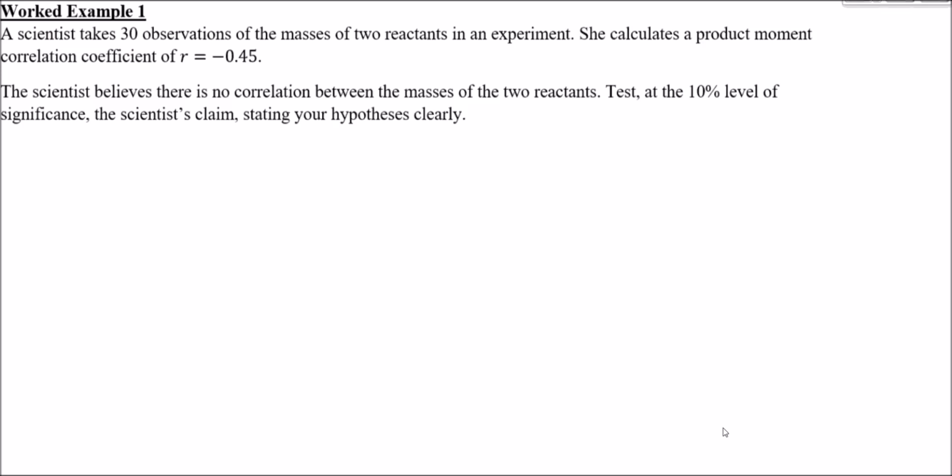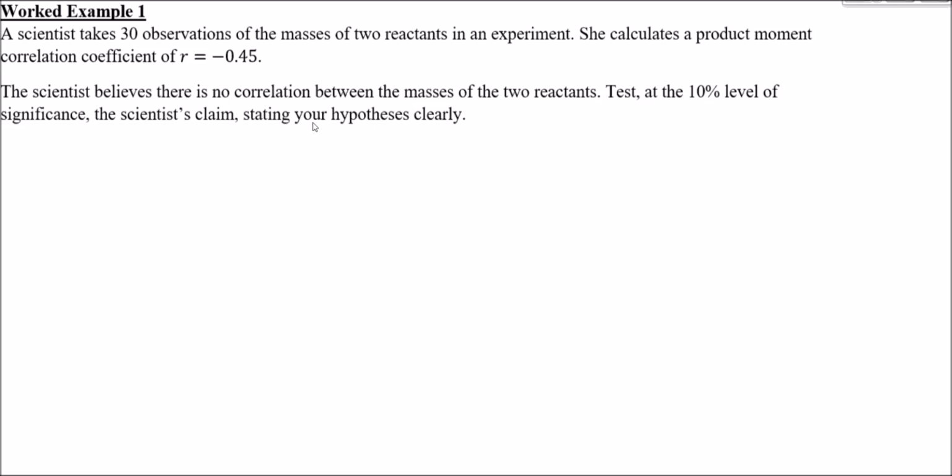So we've got here a scientist taking 30 observations of the masses of two reactants in an experiment. She calculates the PMCC to be minus 0.45. This scientist believes there's no correlation between the masses of the two reactants. Test at the 10% level of significance the scientist's claim, stating your hypotheses clearly.